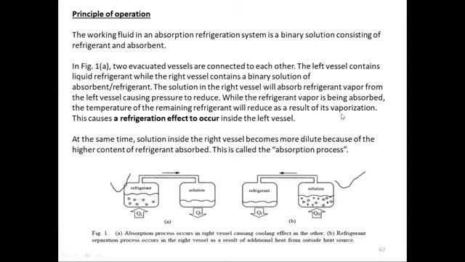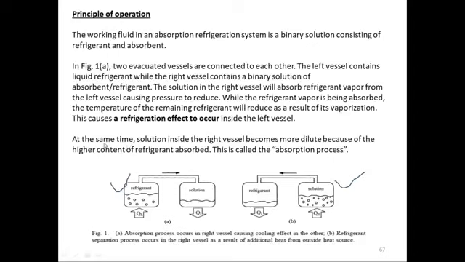As a result of its vaporization, this causes a refrigerating effect to occur inside the left vessel. Now how to reverse this process? If we keep on continuing, it will become saturated and the process will not continue. So we need to reverse it so that this can keep on going.